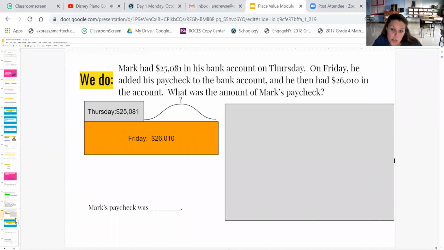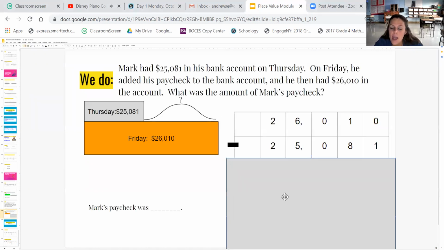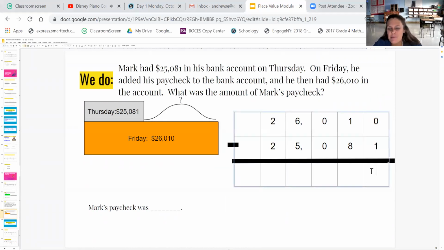Awesome, friends. Hopefully, when you did this, you showed how much he had on his bank account on Thursday and how much he had on Friday. Now we can see we're trying to find that missing part. How much was the actual paycheck? So we're going to do a subtraction problem. We're going to find that difference. So I'd like you to go ahead and pause your video and start subtracting. Go ahead and subtract. I don't have the answer here, do I? Okay. Go ahead and subtract this equation and then check back with me.